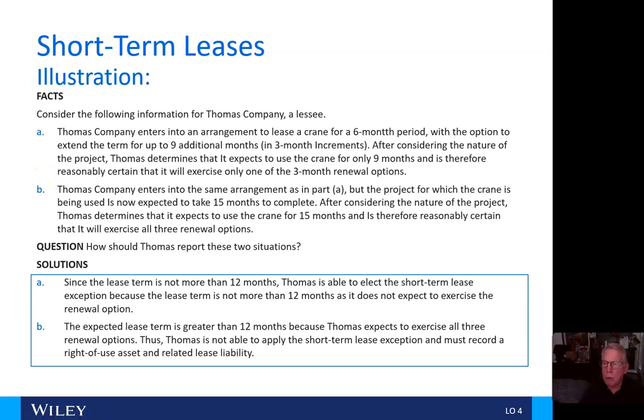3-month renewal options. Bravo: Thomas Company enters into the same arrangement as in Part Alpha, but the project for which the crane is being used is now expected to take 15 months to complete. After considering the nature of the project, Thomas determines that it expects to use the crane for 15 months and is therefore reasonably certain that it will exercise all 3 renewal options. The question is, how should Thomas report these 2 situations?